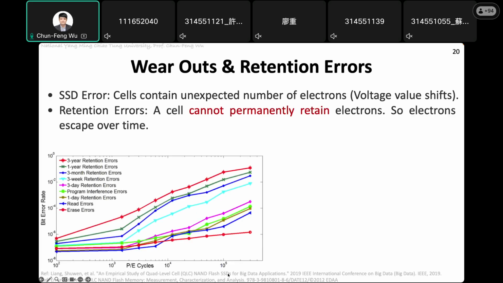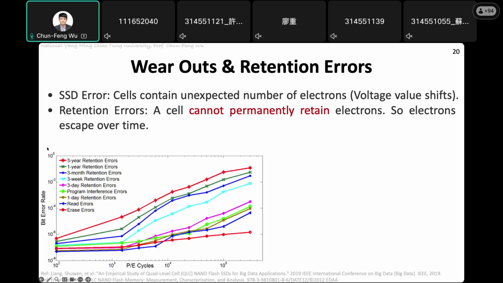You can think about it like this: if the SSD is 1 terabyte, you program all the 1 terabyte, the full capacity, and you erase all the data. We will say this is 1 PE cycle. So 10^2, 100 PE cycles, means you program the whole SSD and erase the whole SSD 100 times. And so on. 10^5 means you have 100,000 times program and erase.